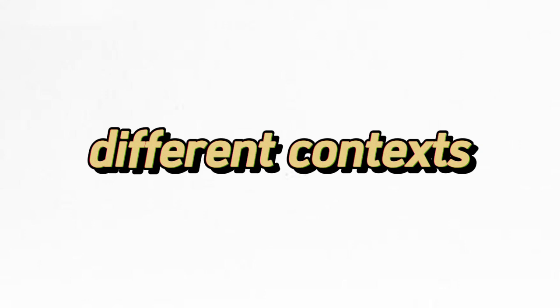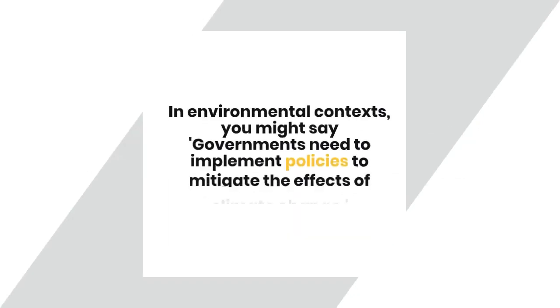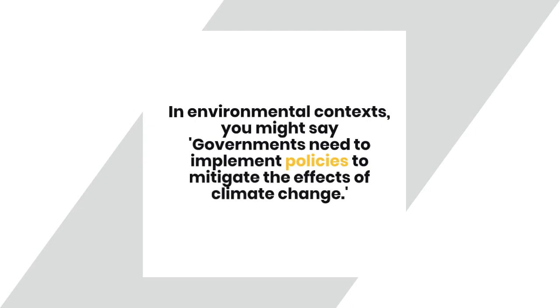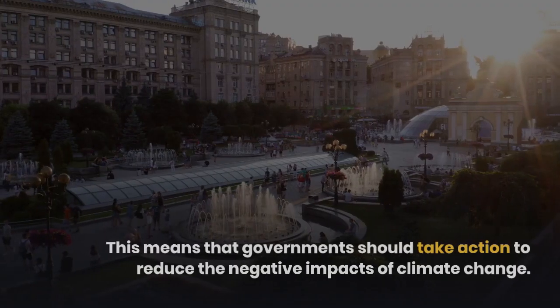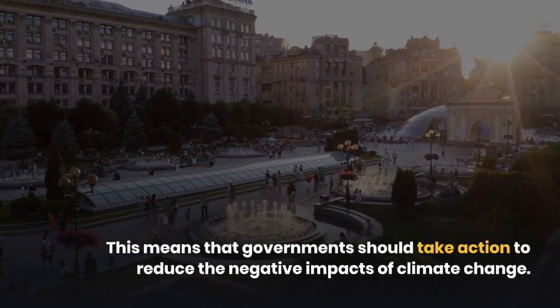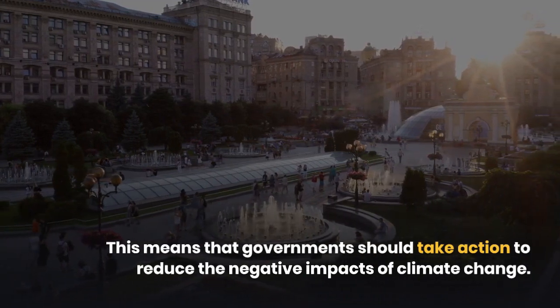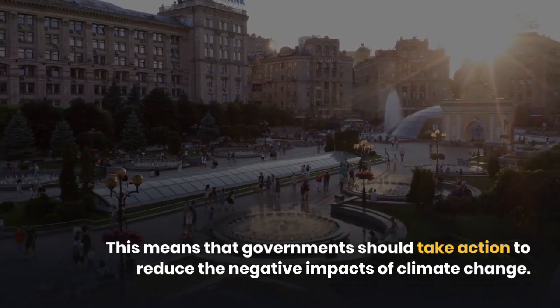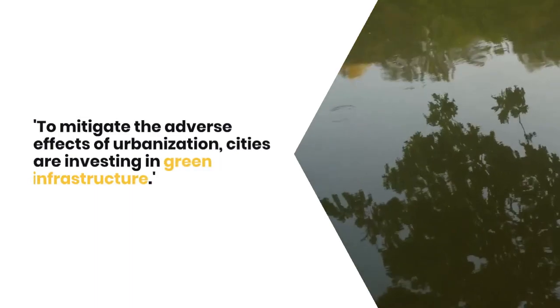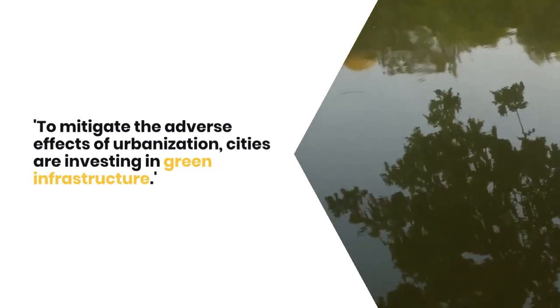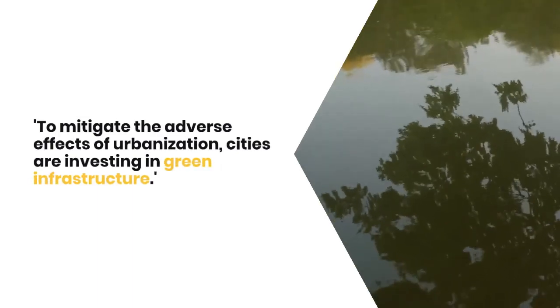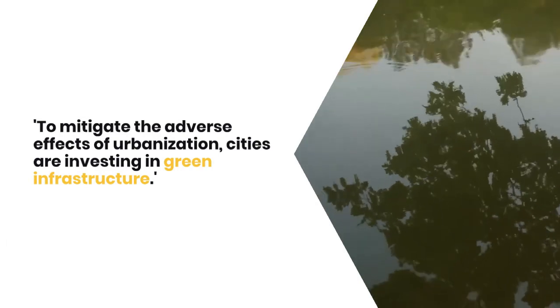Now let's look at some context where you can use the word mitigate. In environmental contexts, you might say governments need to implement policies to mitigate the effects of climate change. This means that governments should take action to reduce the negative impacts of climate change. To mitigate the adverse effects of urbanization, cities are investing in green infrastructure.